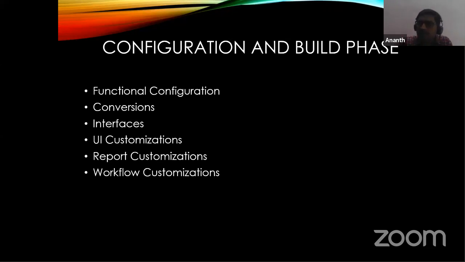Configuration and build phase. So in configuration, what happens? Configuration is something you have purchased an ERP. It's a huge product. You have to configure it as per your business needs. So as I told you, that ERP works for anybody. It's a product. A product is something which works for you, which works for me, which for a smaller organization, which can work for bigger organization as well. So that has to be configured as per your business needs, as per your business. So that is called configuration, functional configuration.